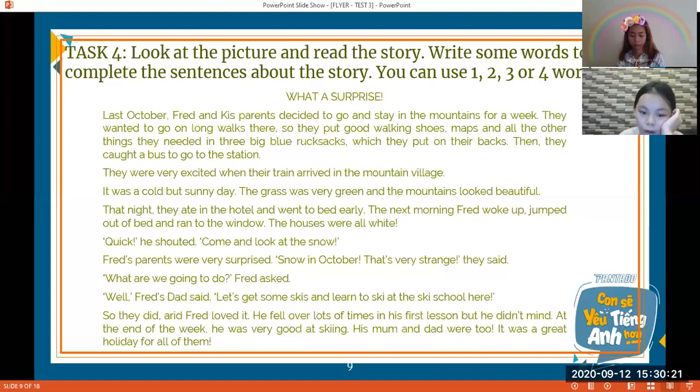He fell over a lot of times in his first lesson, but he didn't mind. At the end of the week, he was very good at skiing. His mom and dad were too. It was a great holiday for all of them.